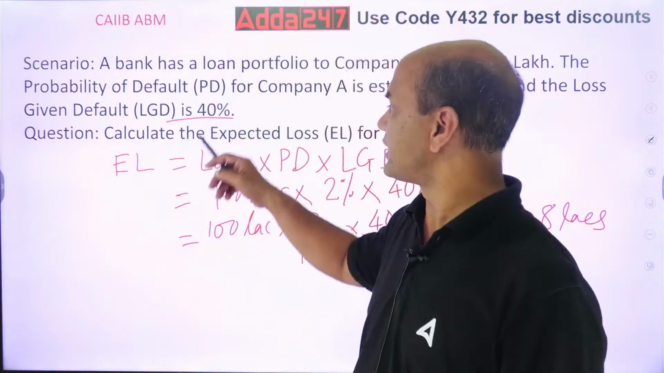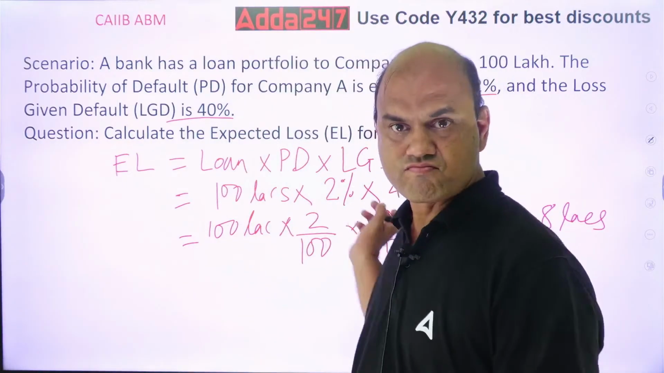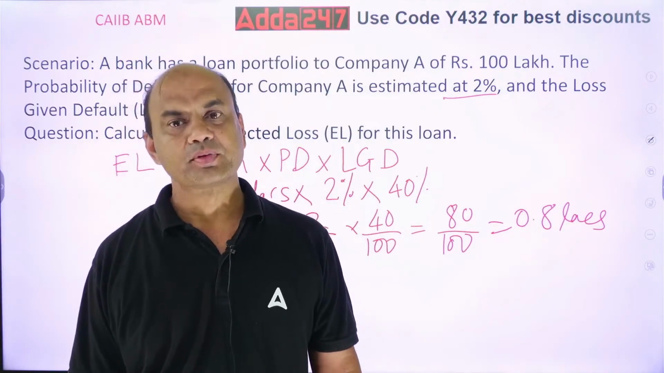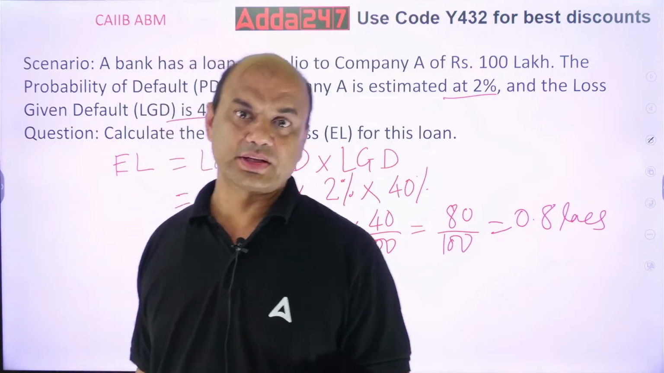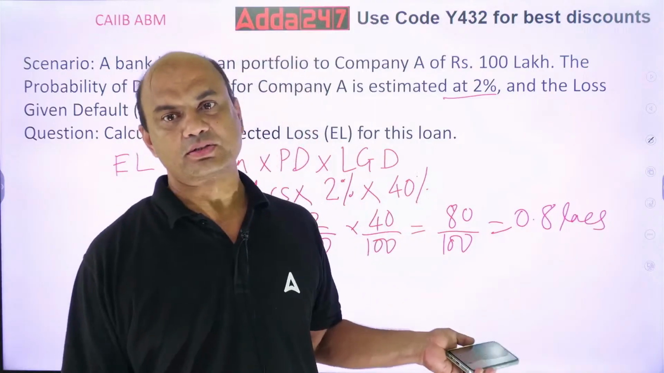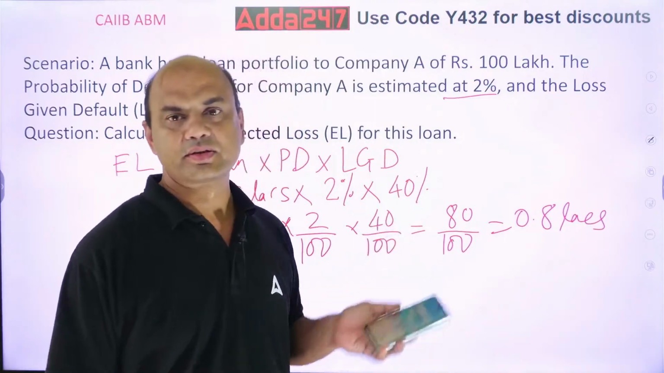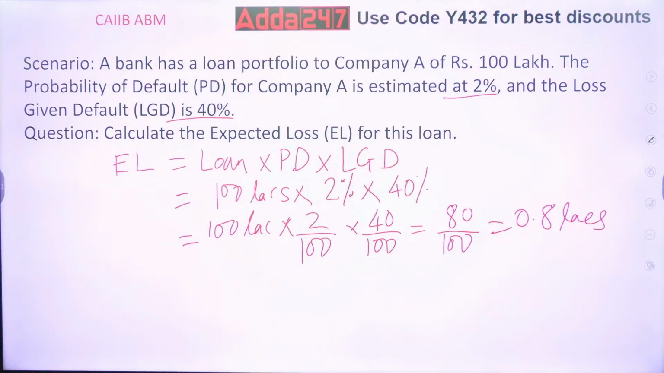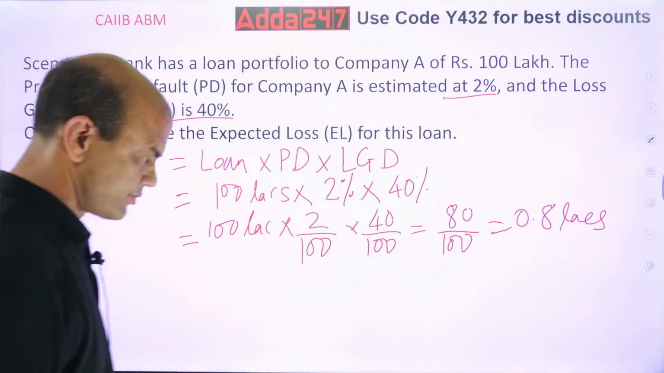So the expected loss is 0.8 lakhs. While doing these calculations, even I myself have made mistakes. We forget the upon 100 because we are dealing in percentage. Whenever we deal in percentage, we have to focus on upon 100.